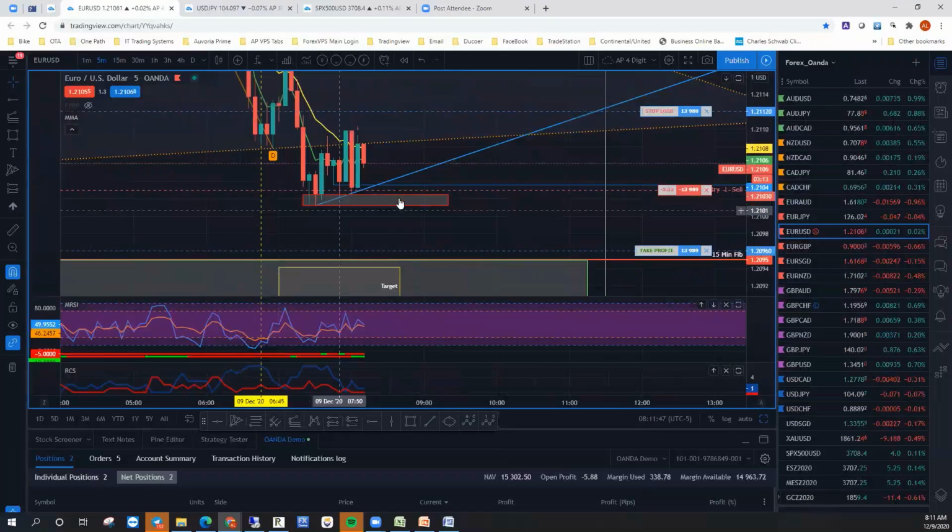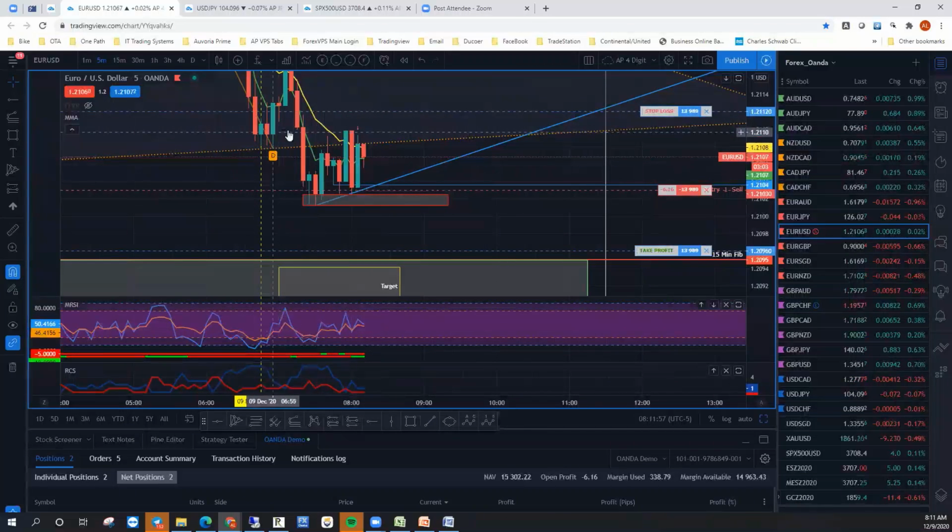But obviously, what's happening is you're having buyers coming in down here. So this whole area, I believe right now, there's a battle going on between the buyers and sellers. The sellers want to drive it down, the buyers want to drive it up. And somebody's going to win this battle, but we don't know who.